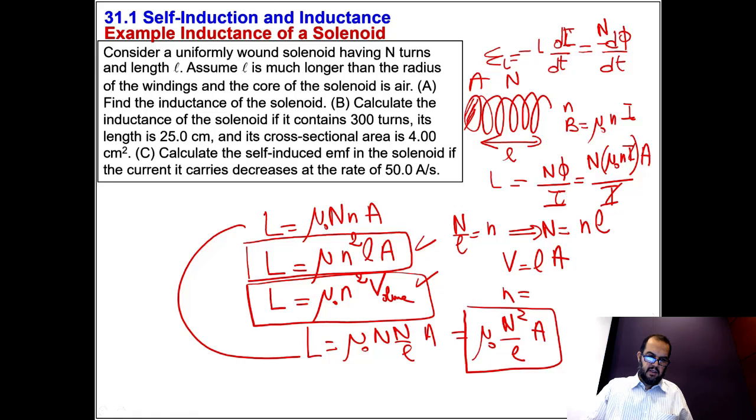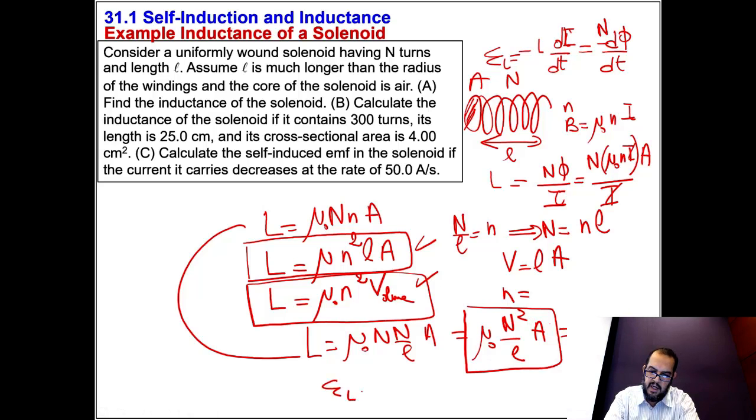Calculate the inductance of the solenoid if it contains 300 turns. Its length is 25, so we just plug in the numbers. Then calculate the self-induced EMF in the solenoid if the current is decreasing. So now he's asking us to determine the self-induced EMF in the solenoid if the current is decreasing. Since we know L, we can calculate this.